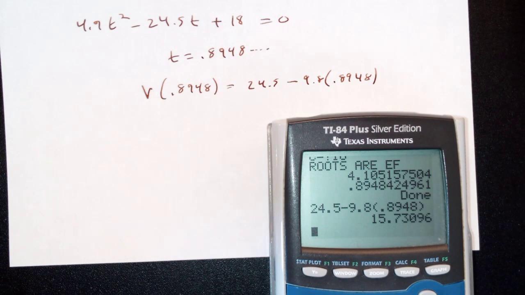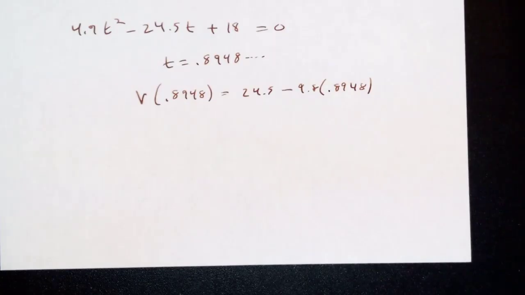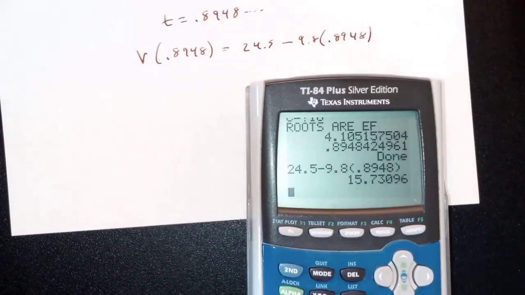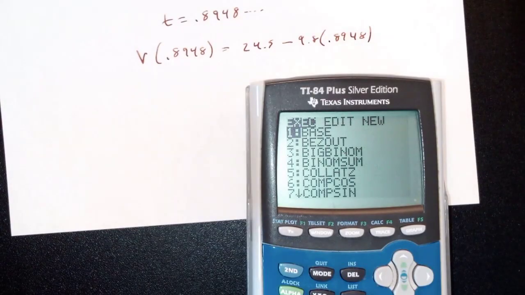My velocity is 15.7 meters per second. I hope so. That's a program in my calculator. So I don't know, do you have a quadratic program in your calculator? I have lots of programs in my calculator.